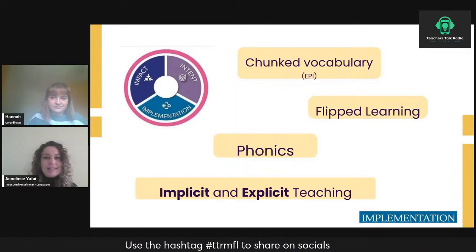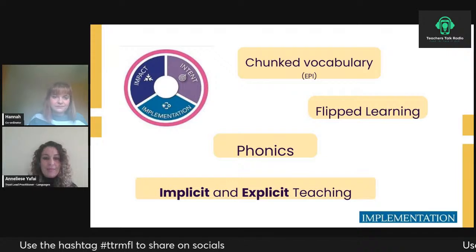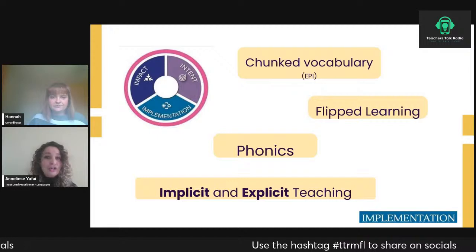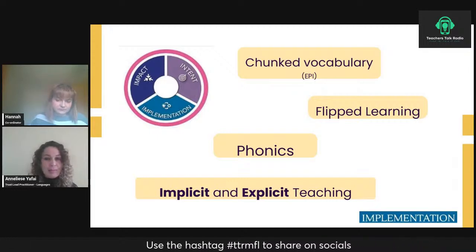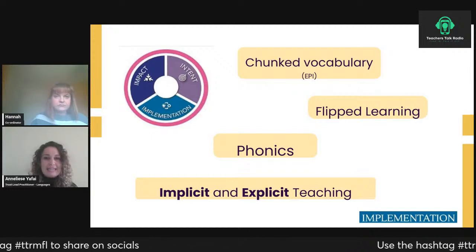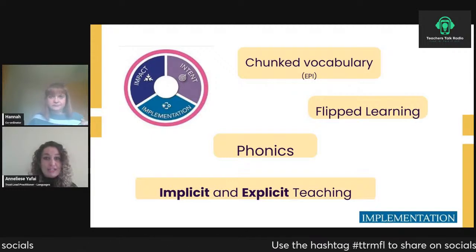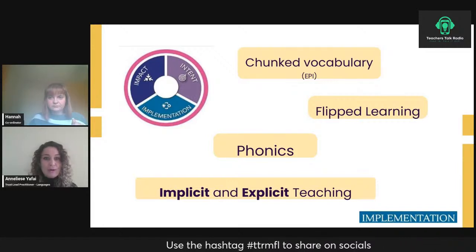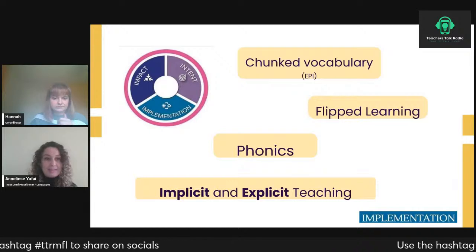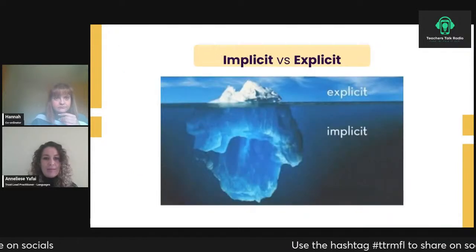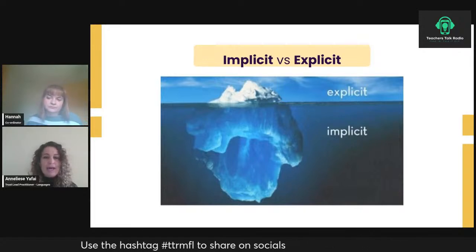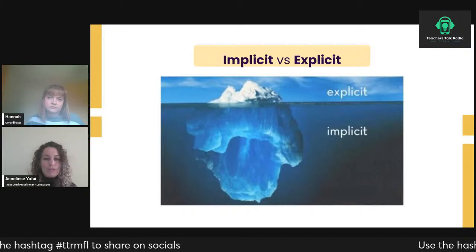And then the implementation that I'm going to go through today, the one that I work with my primary school teachers, is we look at chunked vocabulary, and I know that's been spoken about already this morning, the EPI method, the flipped learning, because I think there's so much value to add in flipped learning, particularly as most primary teachers are not specialists themselves. I think it's a vital part of learning languages at primary. Phonics, and then that balance between implicit and explicit teaching. So in terms of implicit and explicit teaching, this is the balance that I think sits really well. I think it's that implicit learning all the time.